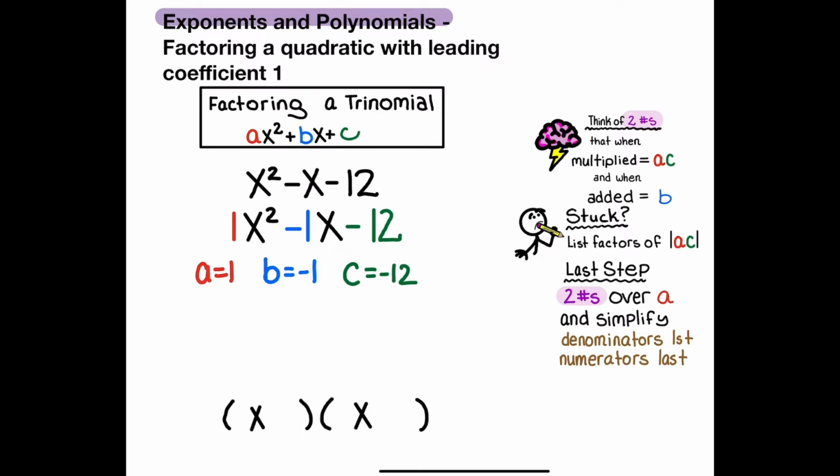Ultimately, we want to know the numbers that go before the x and after the x, so that when we FOIL them, we'll get back to the original. I would recommend using this organizational technique.